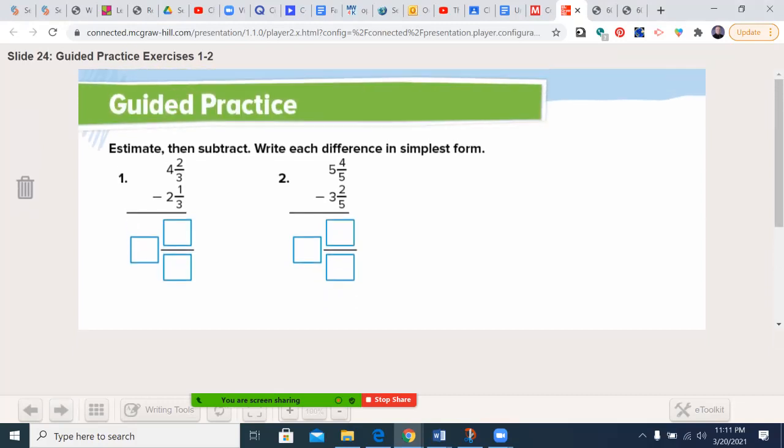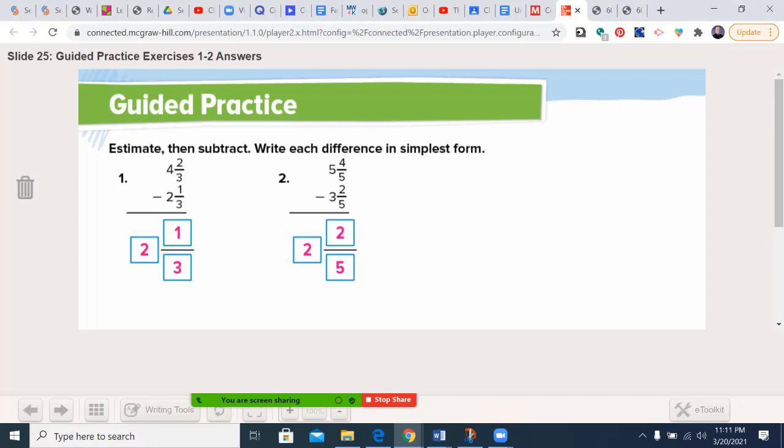And we'll move forward. All right, here's your guided practice. Write your difference in simplest form. Remember, after you pause the video, solve the problem, and then unpause the video when you're ready. Go ahead, you may pause the video now. Welcome back. Let's see how you did.